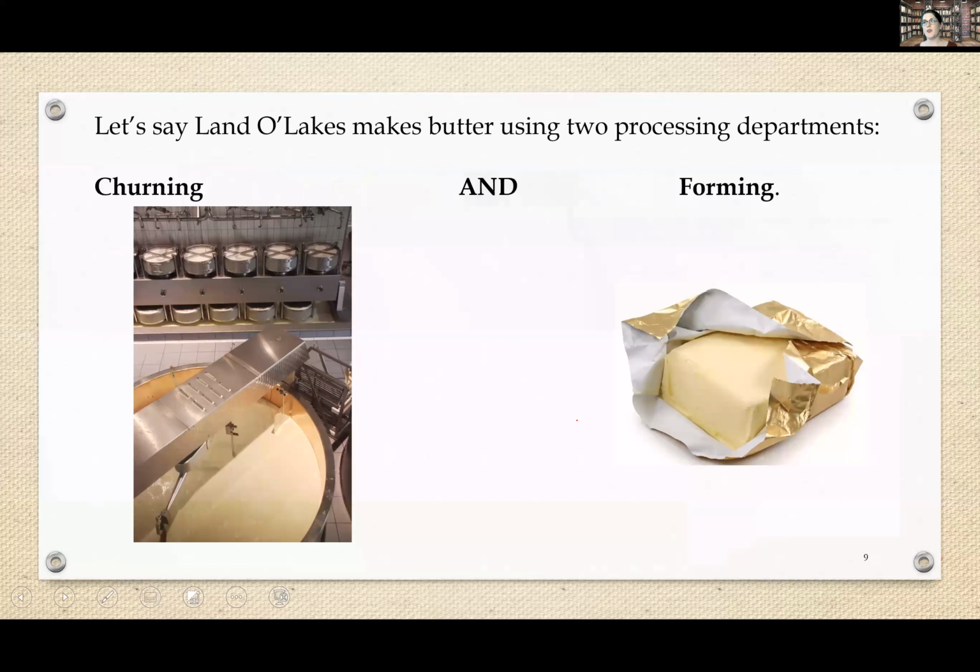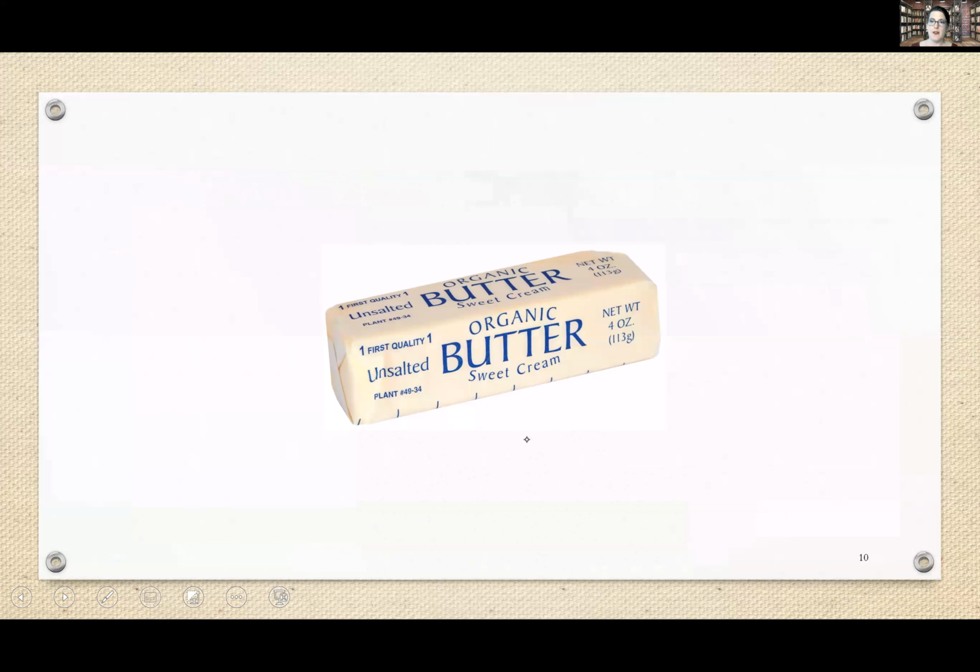All right, let's work through an example. So if you have the lecture handout, I recommend you get that ready so that you can work through this with me. So let's look at Land O'Lakes, and let's just say that making butter involves two processing departments. We're going to use churning and forming. All right, so we're going to churn that butter, we're going to form the butter, and end up with butter.